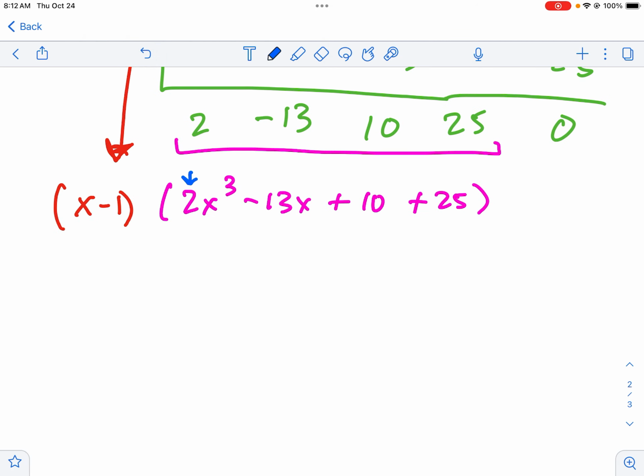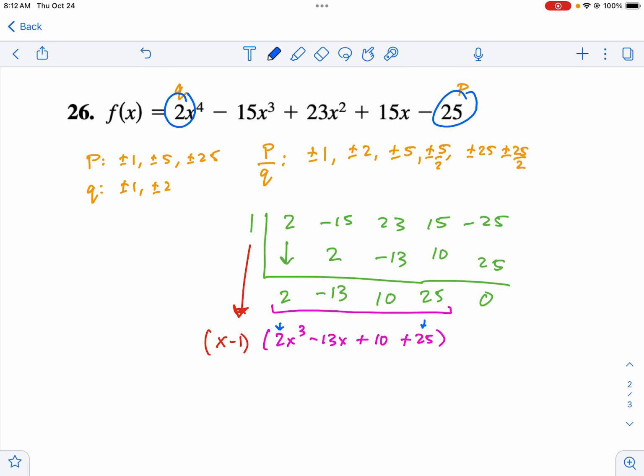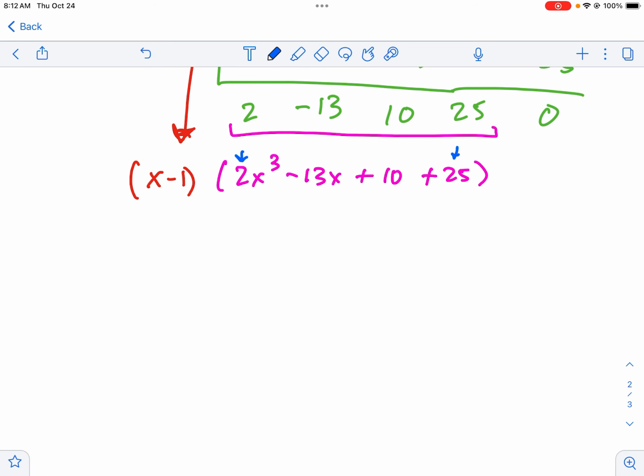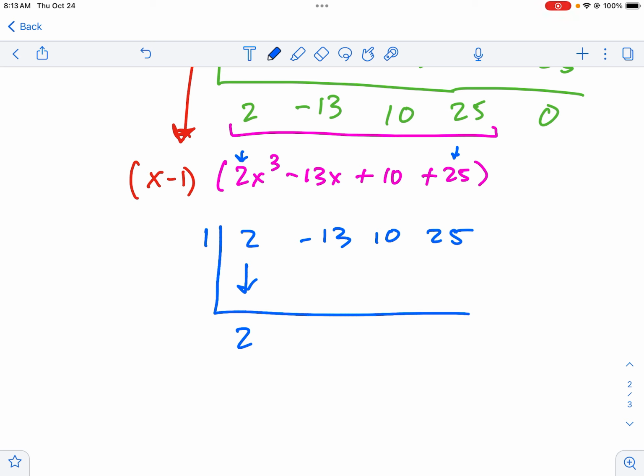Notice that this is 2 and 25 again. It's not always going to end up perfectly like what we started with. So it's the same set of P and Q, so let's just run it again. I'm going to test 1 again. Bring this down, 2, then negative 11, negative 1, 24. That didn't give me a 0, so that means 1 is not the right answer. 1 is not a root.